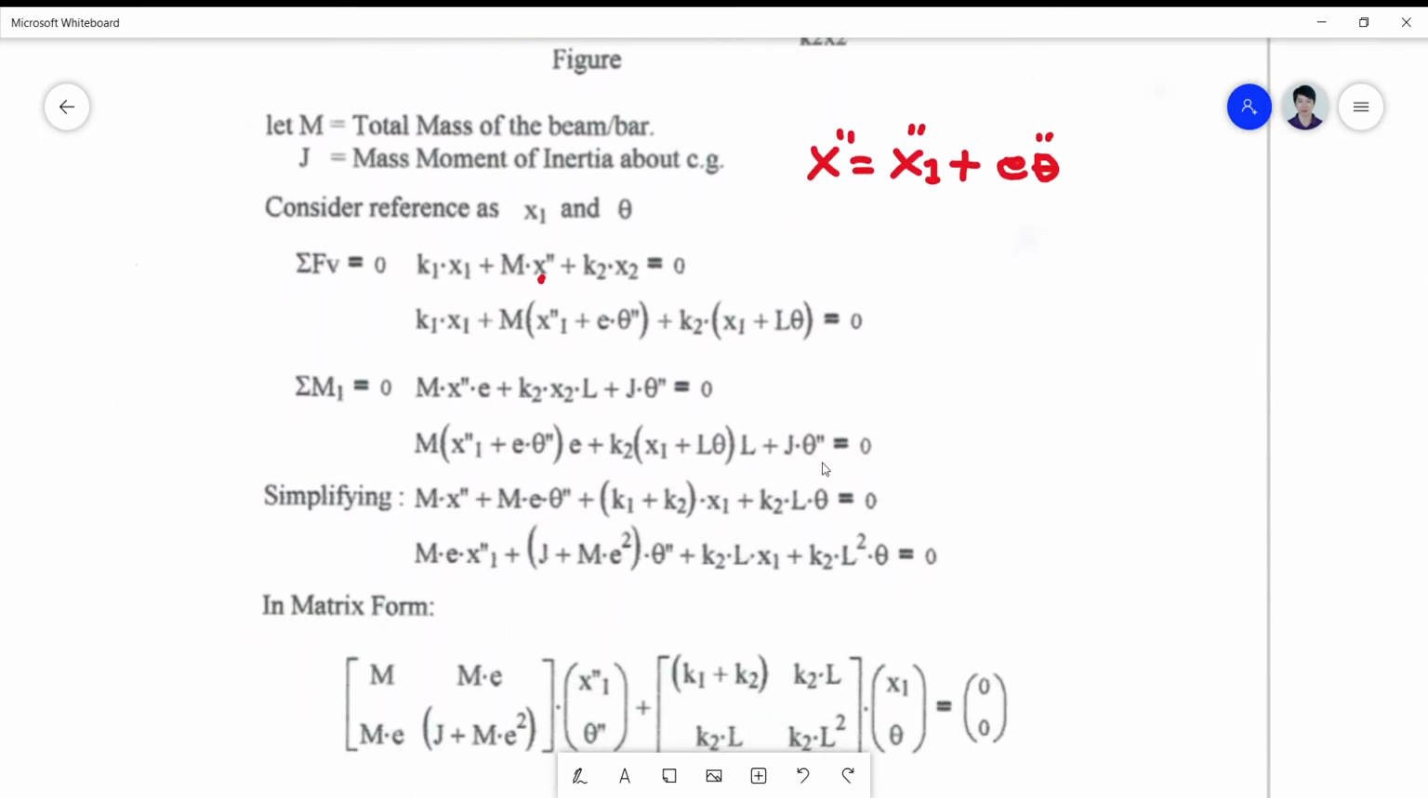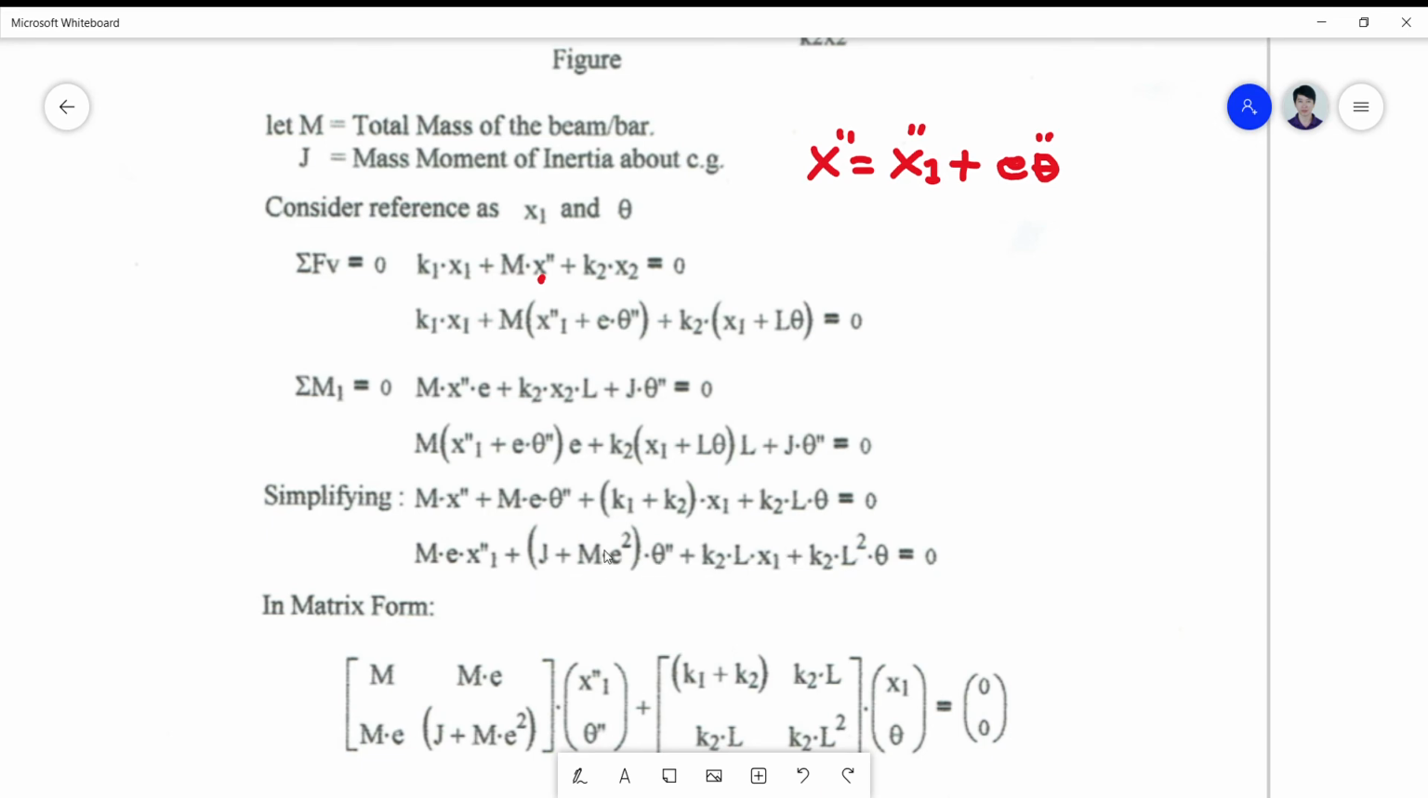Of course, this simplification can readily be undertaken, and if we simplify this equation here, we can come up with this equation and eventually lead to this equation here.